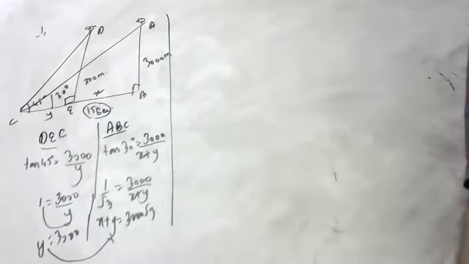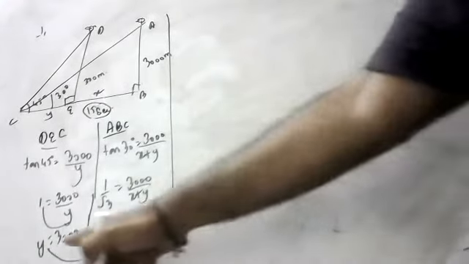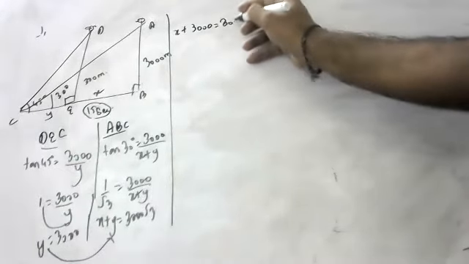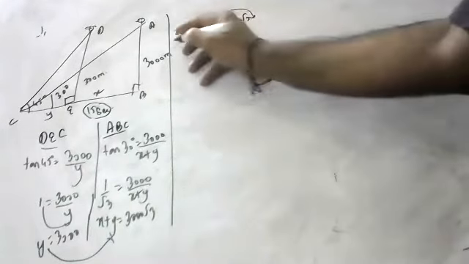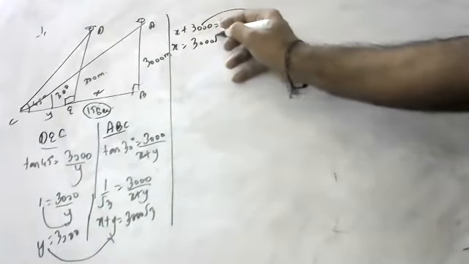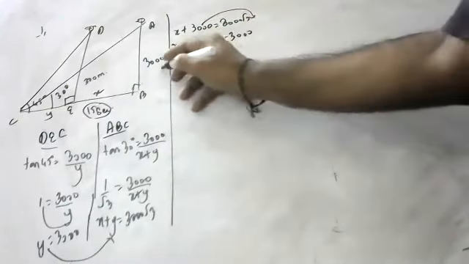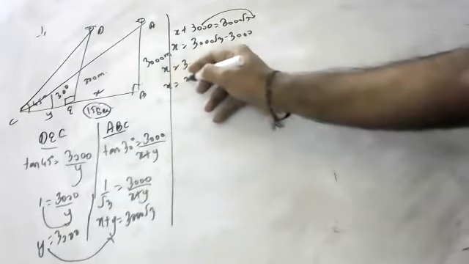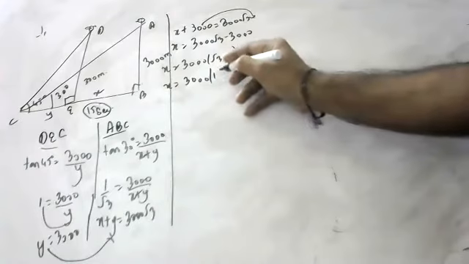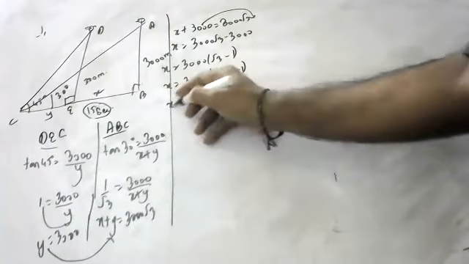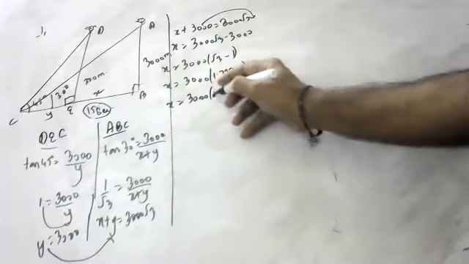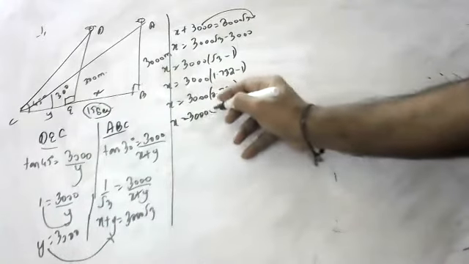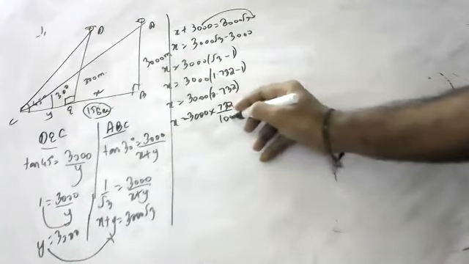Children, are you able to hear me? Yes, sir. Now, children, put y here. x plus 3000 is equal to 3000 root 3. Bring this 3000 here, children. x is equal to 3000 root 3 minus 3000. x is equal to, take 3000 common, root 3 minus 1. x is equal to 3000 into root 3 minus 1, which is 1.732 minus 1. x is equal to 3000 into 0.732. x is equal to 3000 into 732 by 1000.